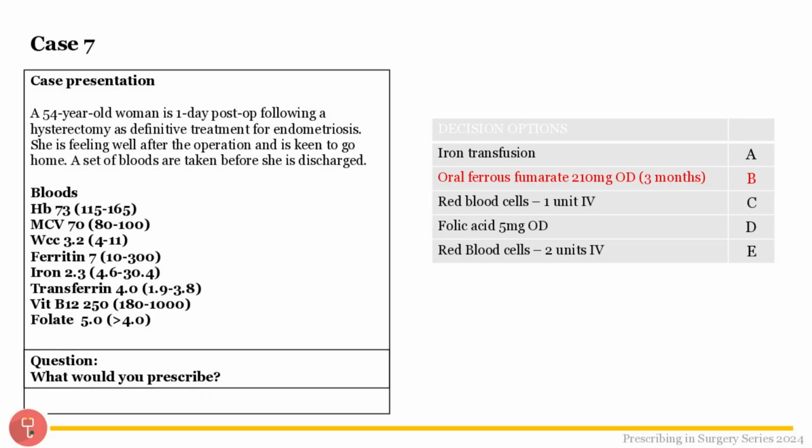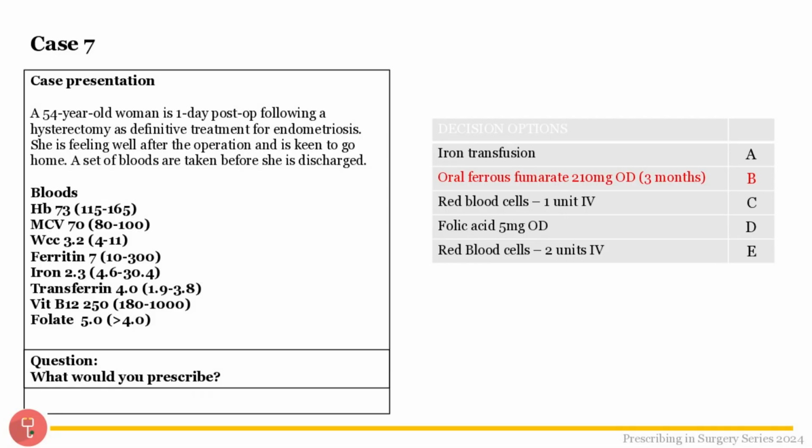If we run through her blood results quickly, she's got a low hemoglobin, so she is anemic. Her mean cell volume is low, so that's telling us she's got a microcytic anemia. One of the causes of this is iron deficiency, and this is shown by the ferritin and the iron also being low and the transferrin being high. Her vitamin B12 and her folate are normal, which is good.